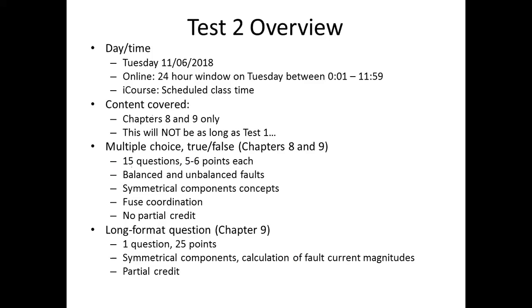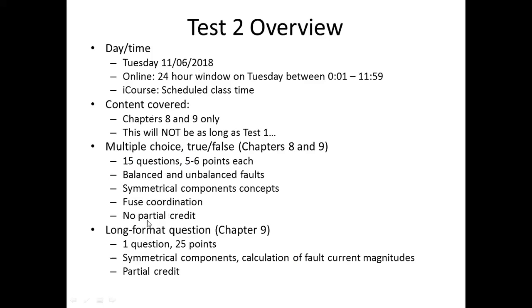There's one or two questions on fuse coordination. Essentially, know how to read and interpret the time current characteristic curve with a log-log scale, to interpret what time it would take for a fault current of a certain magnitude to clear given certain fuse characteristics. There will be no partial credit for the multiple choice questions.